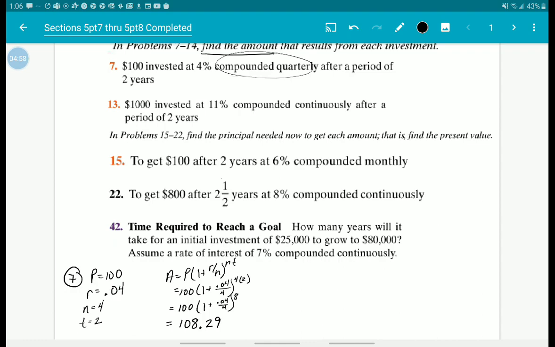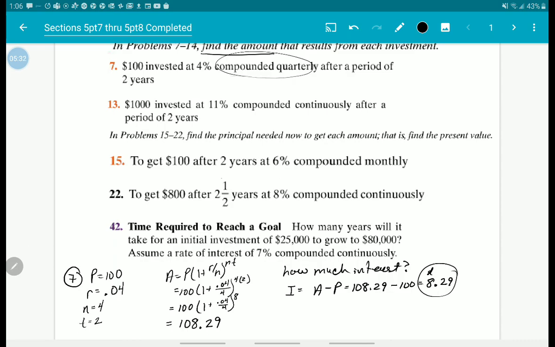If we look at how much interest was earned, we would take that future amount and then subtract how much we started with. So in this case, we ended up with $108.29. We invested $100. So we put our money in this account for 2 years and we left it alone. We had $8.29 in interest that was added to this account.